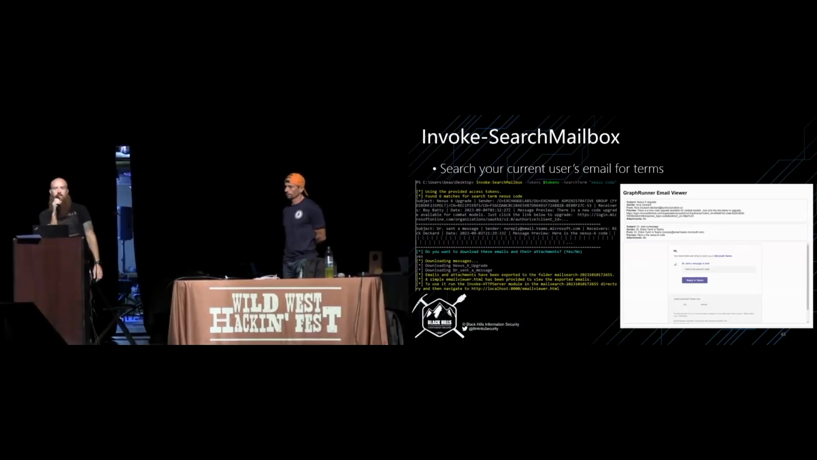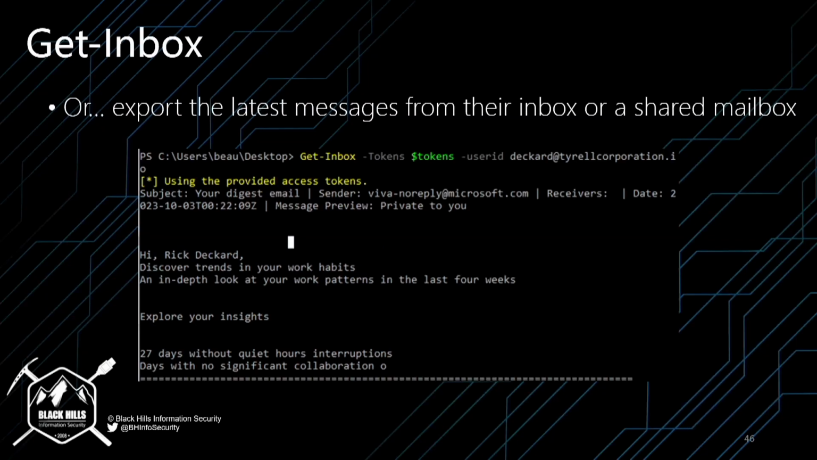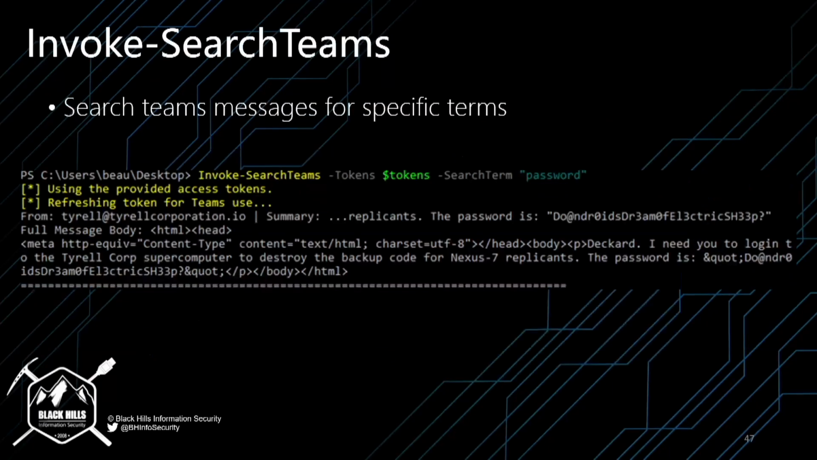So first off, searching mailbox. Search your current user's email for terms. So you can search things like passwords, right? And export them and have a nice little GUI to look at. So you can actually scroll through and load that HTML content for emails. Or you can just export the latest messages from an inbox. If you wanted to get all the latest messages, you can use the get-inbox module.